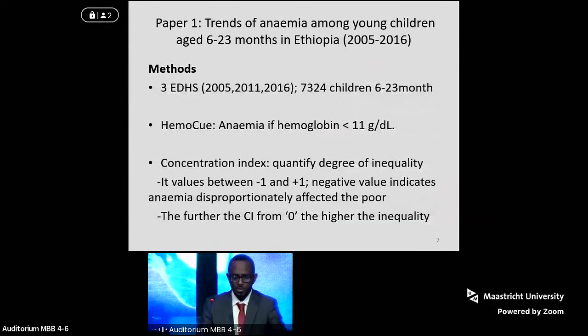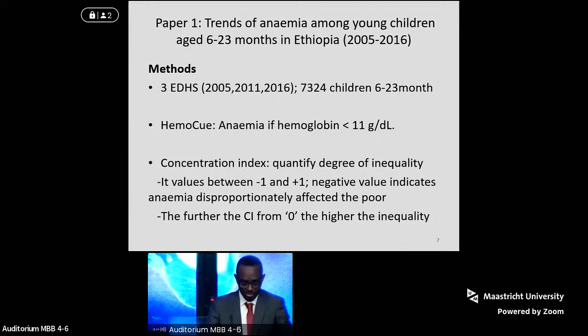So our paper one is about the trends of anemia among young children aged 6 to 23 months in Ethiopia from 2005 to 2016. Briefly, the methodology is that we used the three rounds of EDHS where hemoglobin is available, 2005, 2011, and 2016, and we included a total of 7,324 children aged 6 to 23 months. HemoCue testing was done for these children, and children were classified as anemic if the hemoglobin level was less than 11 grams per deciliter.